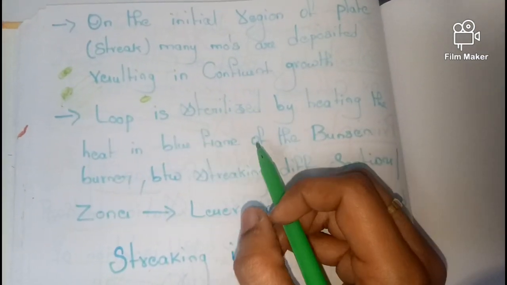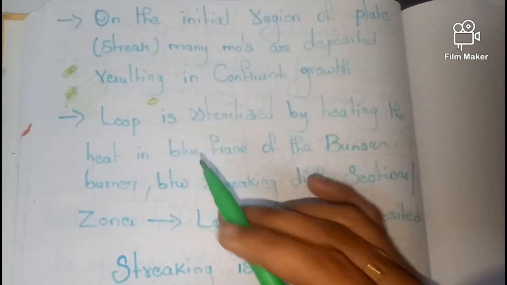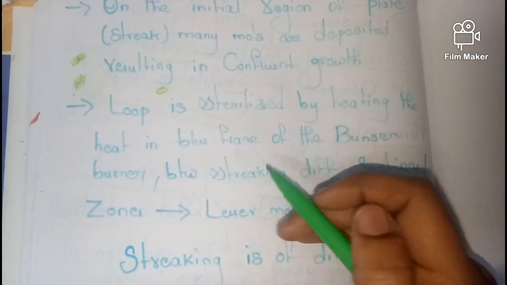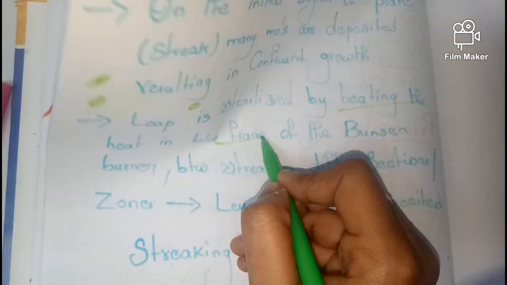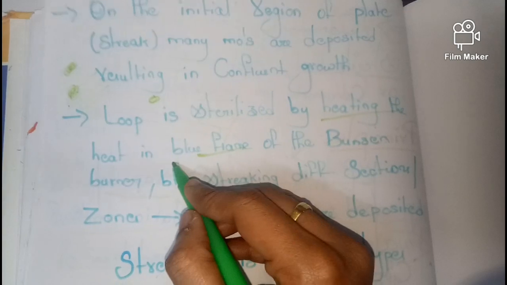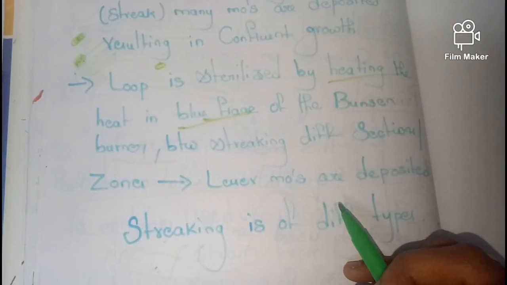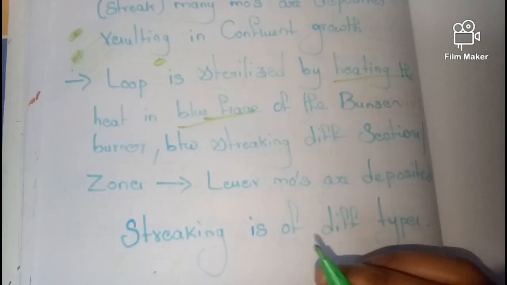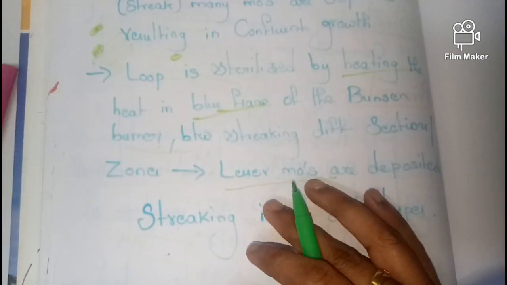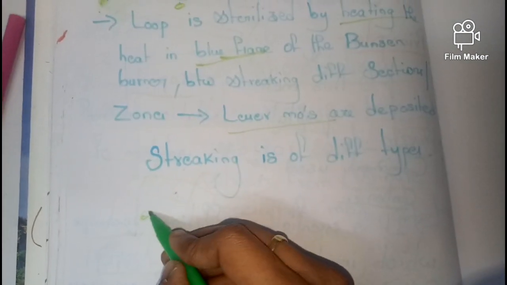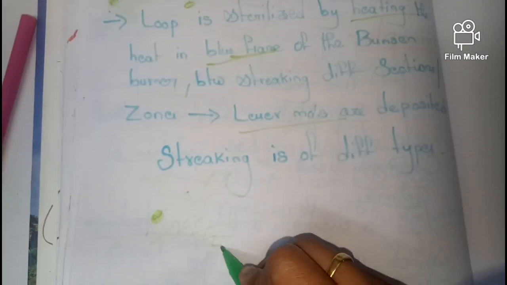Next the loop is sterilized. The loop that we use for the streak plate method on the agar, we sterilize by heating it on the Bunsen burner until it gets a blue flame. Between different sections of the streaking, we can observe fewer microorganisms. Imagine, I am showing the example here. This is the streak plate method.